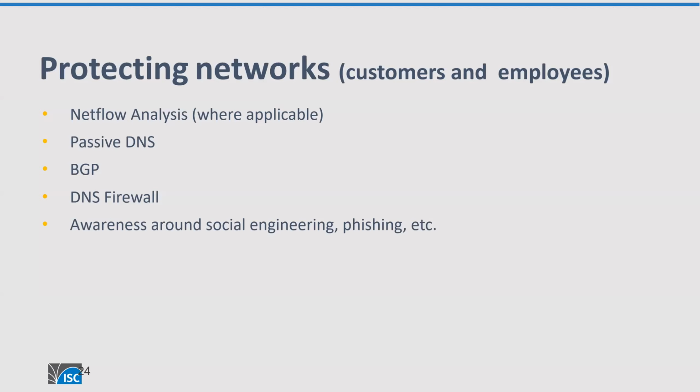And then next is looking at Border Gateway Protocol, BGP, ranges that have been hijacked that may be serving up some of this bad DNS. You can do all of that and protect from both incoming and outgoing.